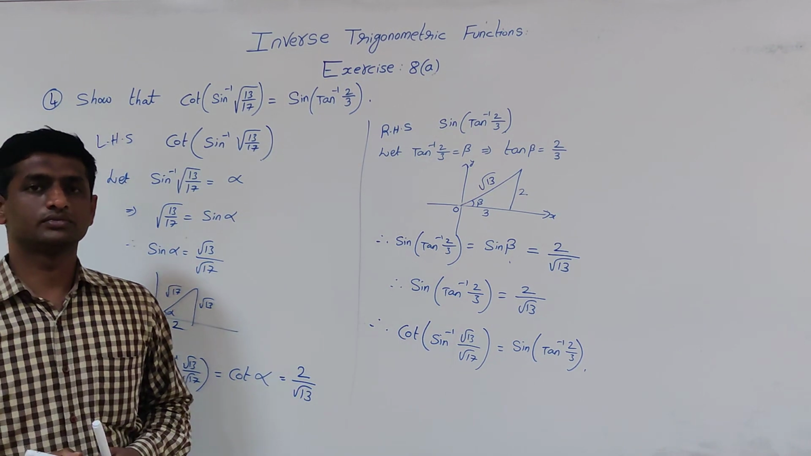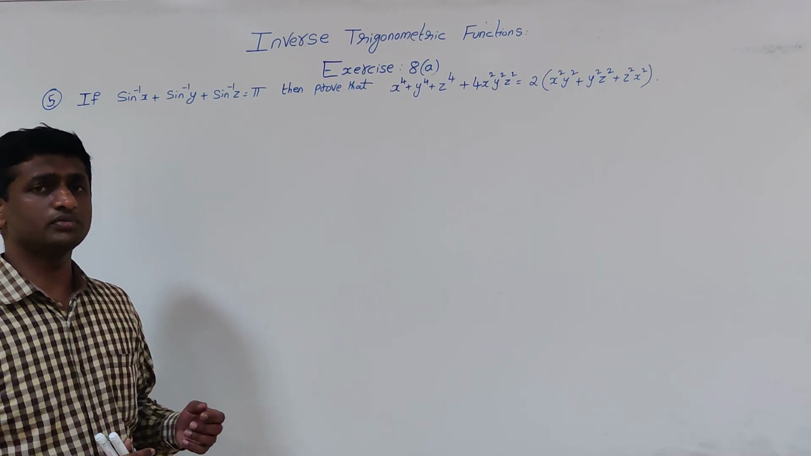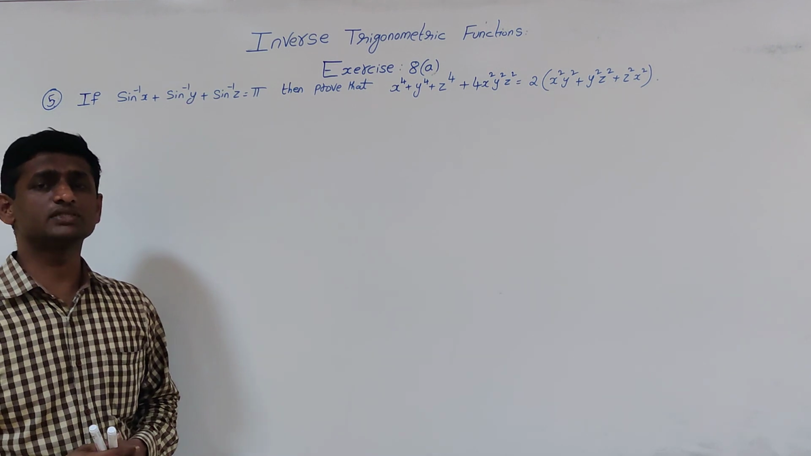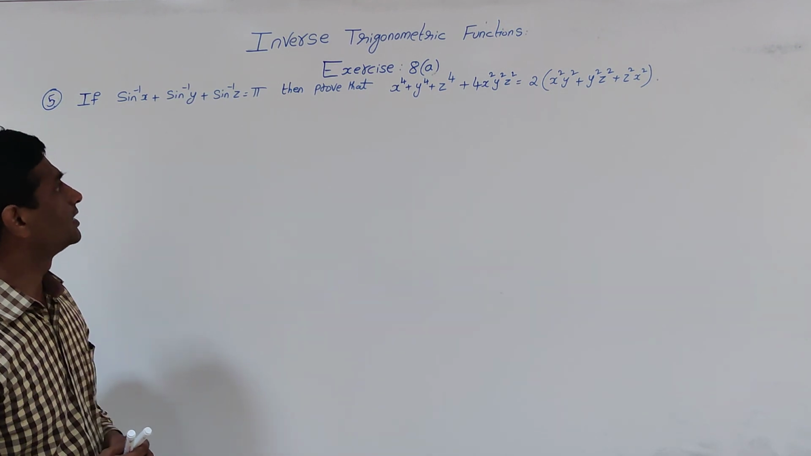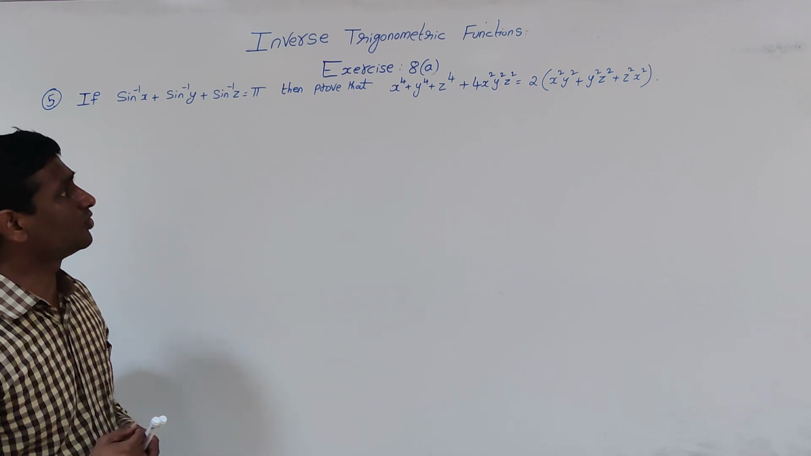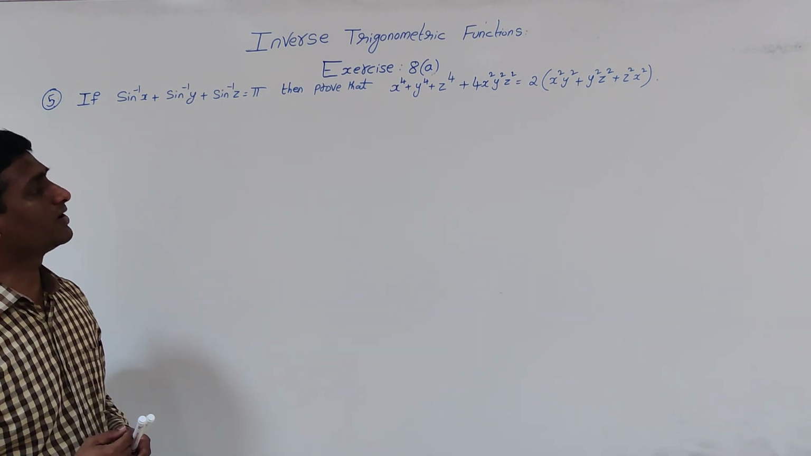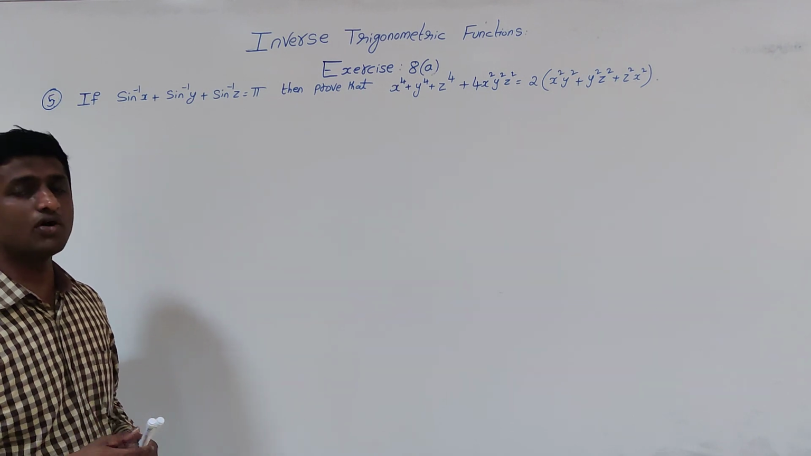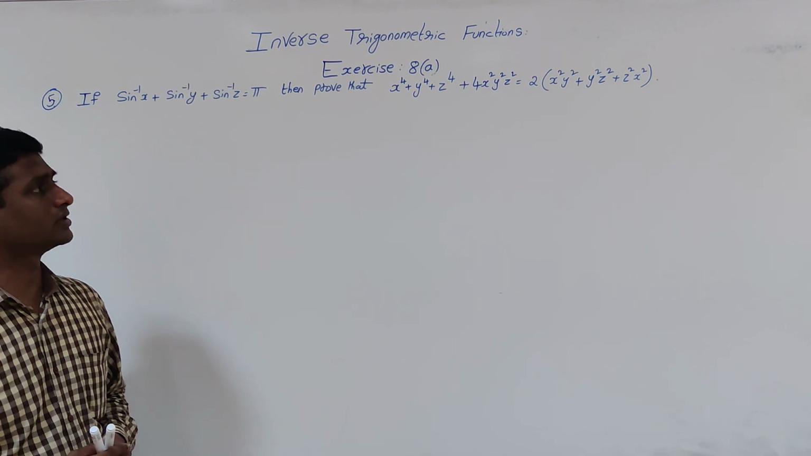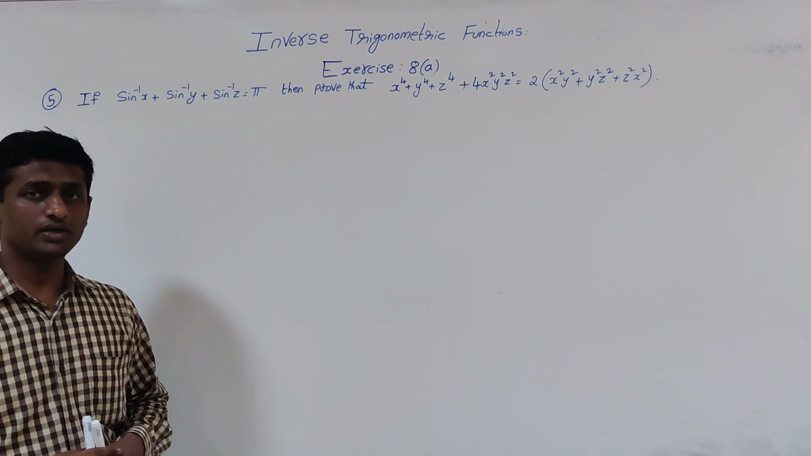Next problem. So the problem is, if sine inverse of x plus sine inverse of y plus sine inverse of z is equal to pi, then prove that x to the power 4 plus y to the power 4 plus z to the power 4 plus 4x square y square z square is equal to 2 times of x square y square plus y square z square plus z square into x square. So this problem is very important.